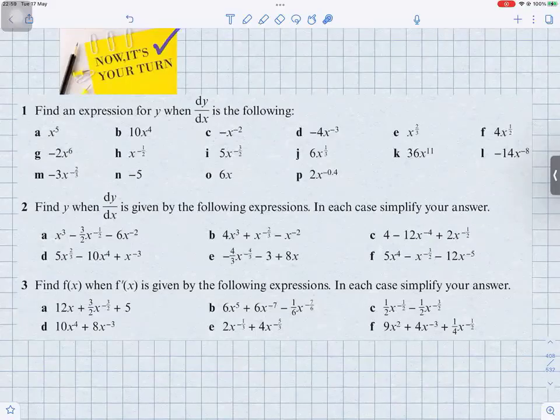Now it's your turn. Try the following questions. Question 1, 2, and 3. Do all of it and see how it goes.